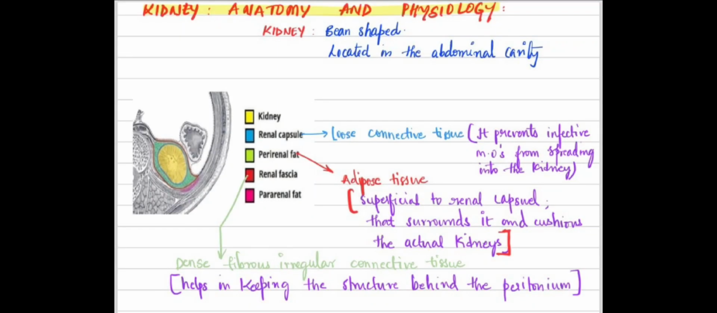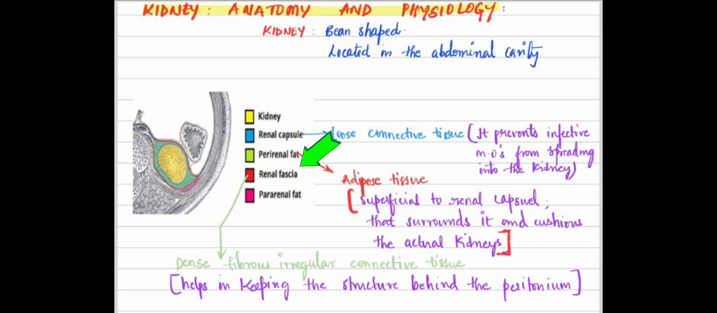Kidneys anatomy and physiology. Kidneys are the two bean-shaped structures located in the abdominal cavity. This is the kidney. Surrounding it, there is a renal capsule made up of loose connective tissue. It prevents infective microorganisms from spreading into the kidneys.